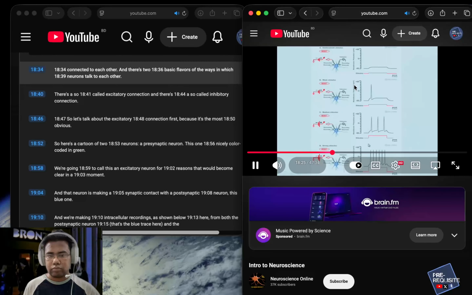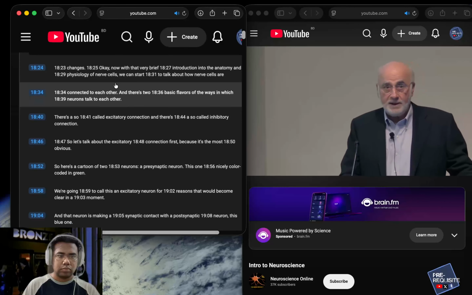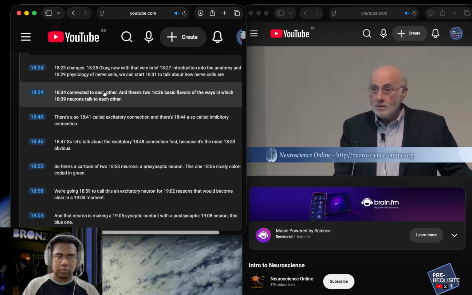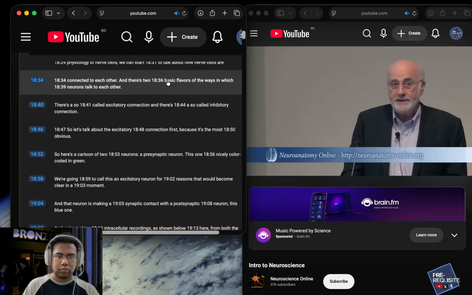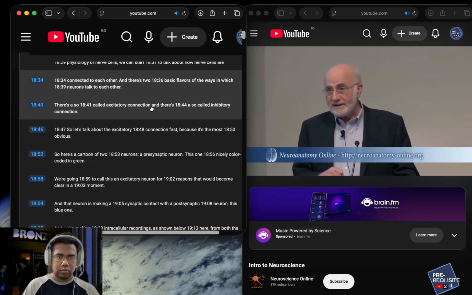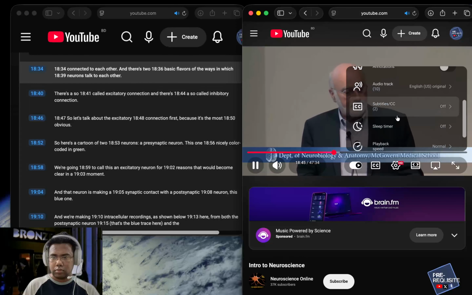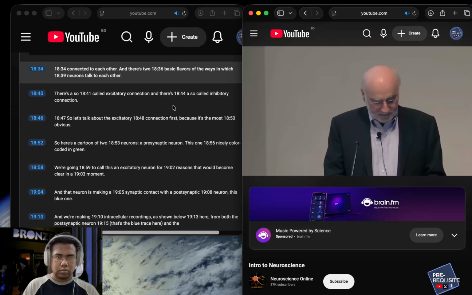Okay, now, with that very brief introduction into the anatomy and physiology of nerve cells, we can start to talk about how nerve cells are connected to each other. And there's two basic flavors of the ways in which neurons talk to each other. There's a so-called excitatory connection, and there's a so-called inhibitory connection. So let's talk about the excitatory connection first, because it's the most obvious.